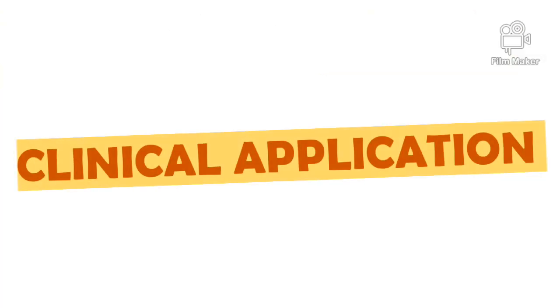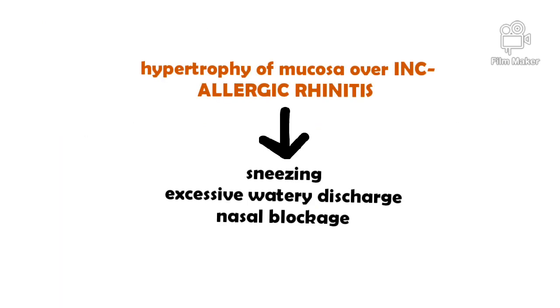Now with the clinical application. The hypertrophy of mucosa over the inferior nasal concha may cause allergic rhinitis, which may show as sneezing, excessive watery discharge, or nasal blockage.